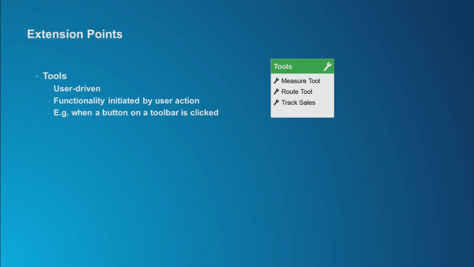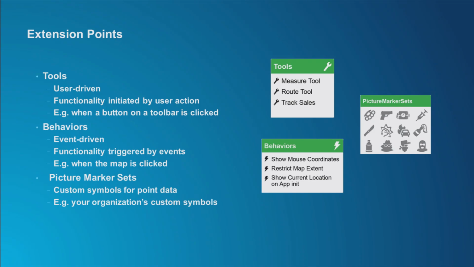In order to extend Esri Map for SharePoint, you are going to provide what we call an extension pack. The extension pack is composed of 3 components: the first is tools, the second is behaviors, the third is picture marker sets. A tool is something you implement that invokes logic of your own interest. It can interact with a layer, a given feature, or an entire map.